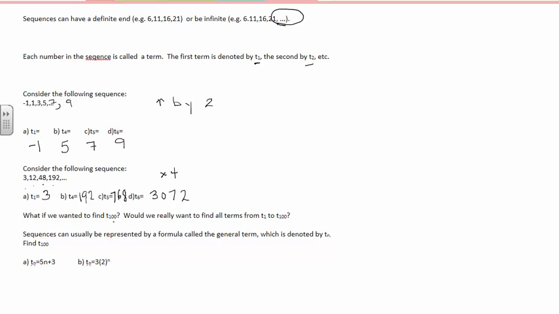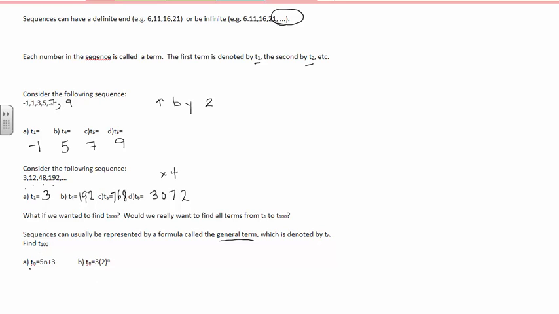What if we wanted to find term 100 though? Do we really want to keep multiplying by 4 and writing it down 100 times? That's too much work. So luckily there are formulas. Sequences can usually be represented by a formula called the general term, which is denoted by T at n. So that means that we can find any term number we want. Term 11, term 22, term 100 even.